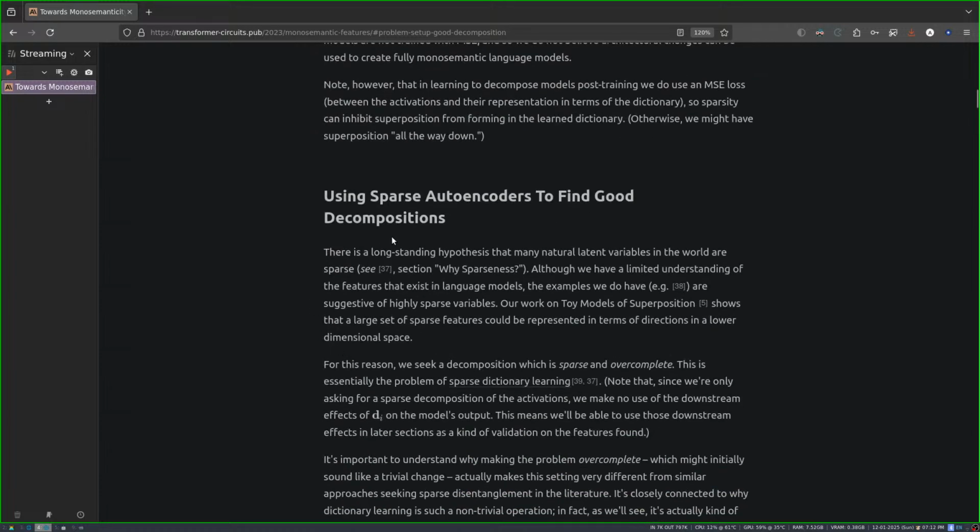Using sparse autoencoders to find a good decomposition: there's a long-standing hypothesis that many natural latent variables in the world are sparse. Now, although we have a limited understanding of the features that exist in the language model, the examples we have are suggestive of highly sparse variables. Our work on toy model superposition shows that a large set of sparse features could be represented in terms of directions in lower dimensional space.